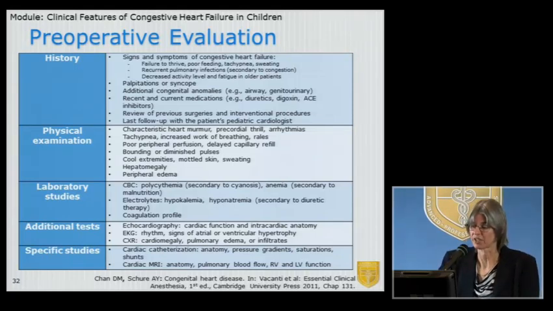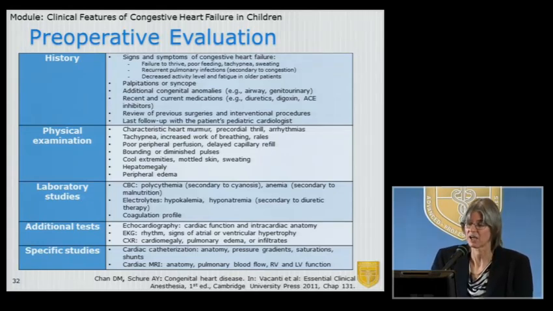Look at the CBC. What is their crit? Are they polycythemic because they are cyanotic? Are they anemic because they have malnutrition? What about the electrolytes and the coagulation profile? A lot of cyanotic patients have coagulopathies, so make sure that you get a coagulation profile.